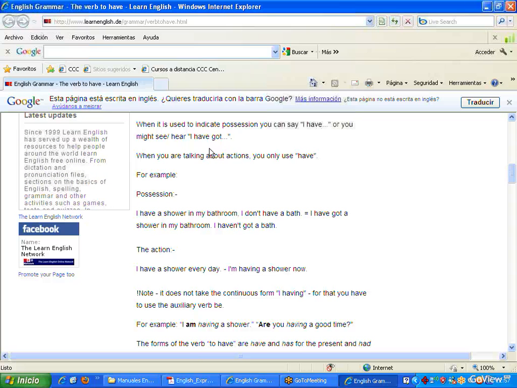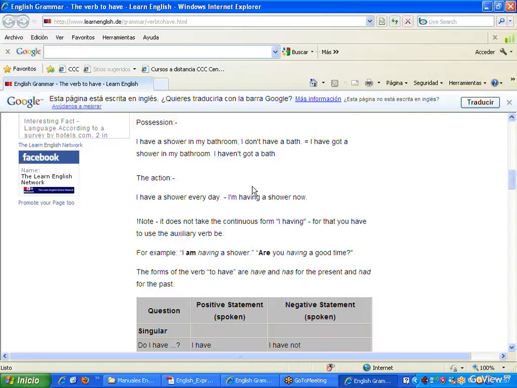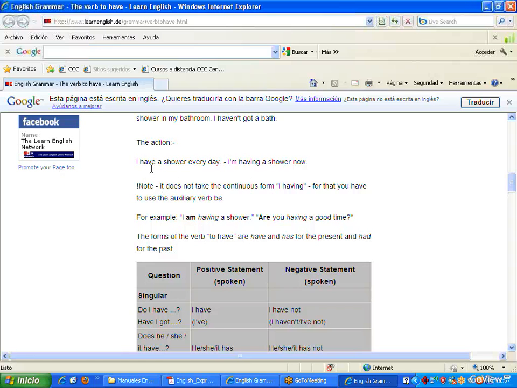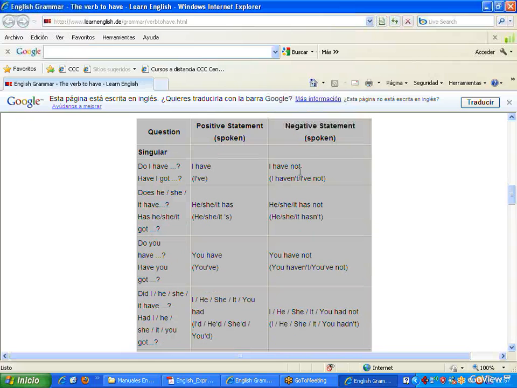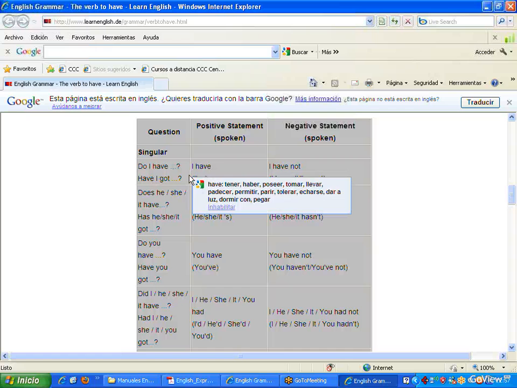So we say I have a shower every day. Tengo una ducha cada día. Let's look at the form of the verb. Question: do I have? Do I have the time? Do I have a friend? You can see here we also have the form have I got. It's different. Okay, have I got?